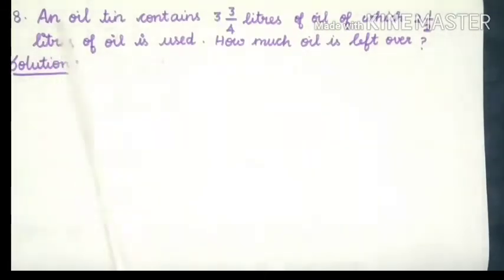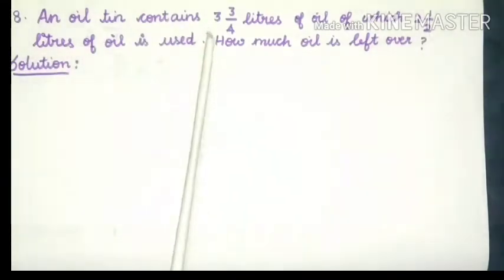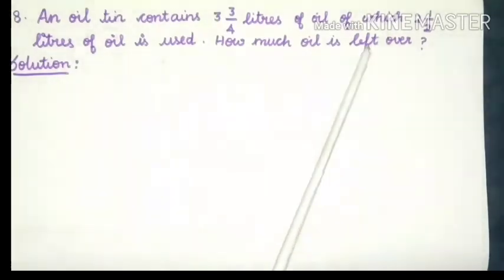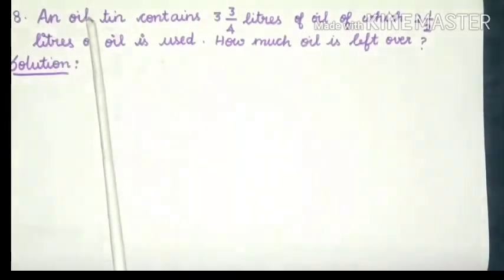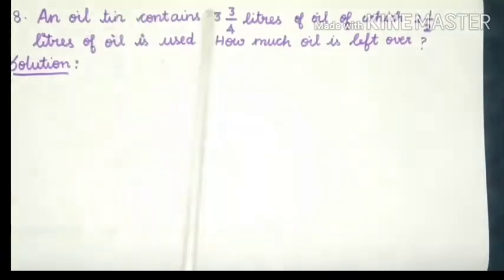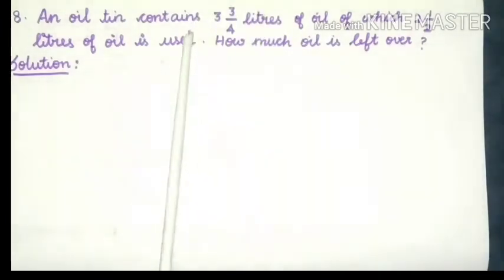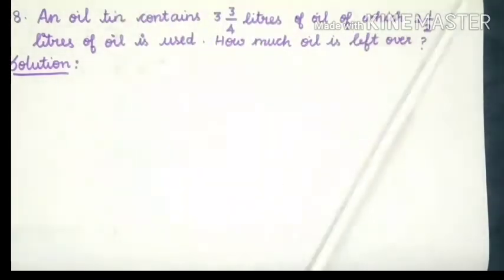8th question. An oil tin contains 3 by 4 liters of oil, of which 1 by 2 liters of oil is used. How much oil is left over? Here the word left represents what? Yes, subtraction. Here the given question is, an oil tin contains 3 by 4 liters of oil. The total liters of oil is 3 by 4 and 1 by 2 liters of oil is used. You have to find the remaining oil that is in the oil tin. Let's see.